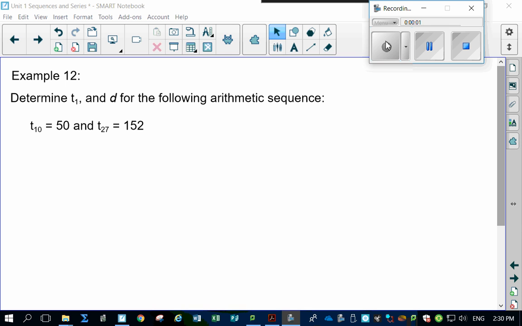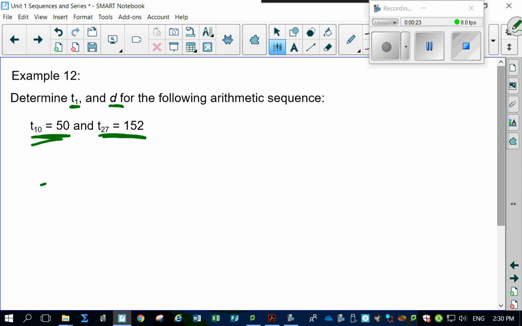All right, so let's use that same kind of idea from the last podcast in this one. Check it out. I've got to find my T1 and my D for the following arithmetic sequence. Look what I've been given. I'm given the 10th term and the 27th term. Oh, man. Oh, no. What do I do?